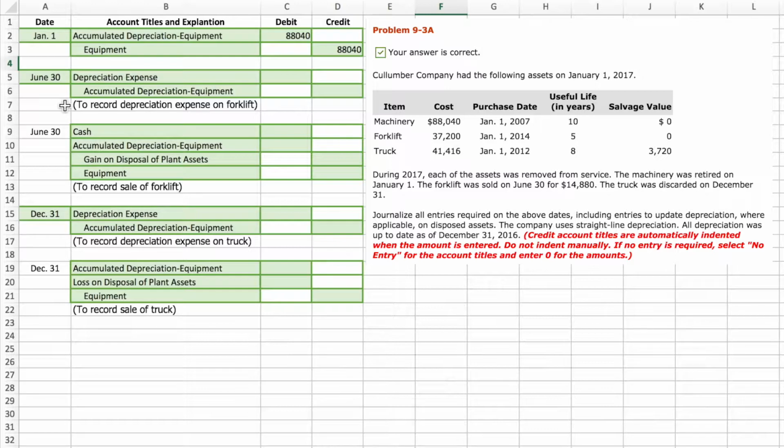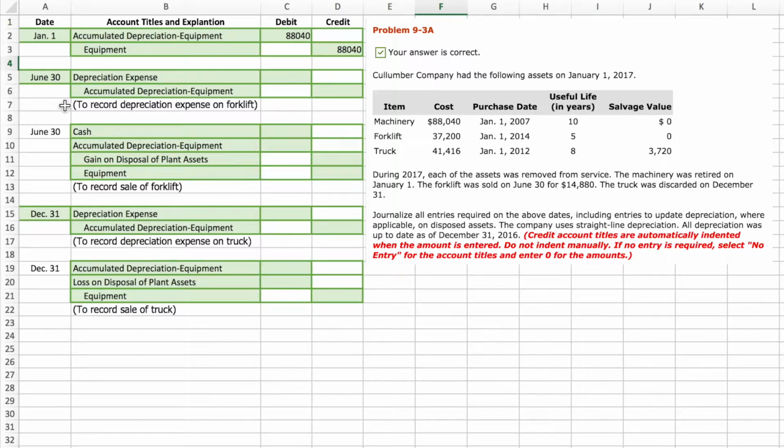Actually, let me back up just a little bit to explain why the accumulated depreciation equipment is the same as the equipment figure. The reason they are the same is because if you look at the date that we purchased the machine, it was back in 2007, and we are told that we are getting rid of it in 2017. That's 10 years. And the useful life in years is 10 years. So it is going to be the total amount of years that we got out of use of it. So that's why the accumulated depreciation of equipment is the same as the equipment figure itself.